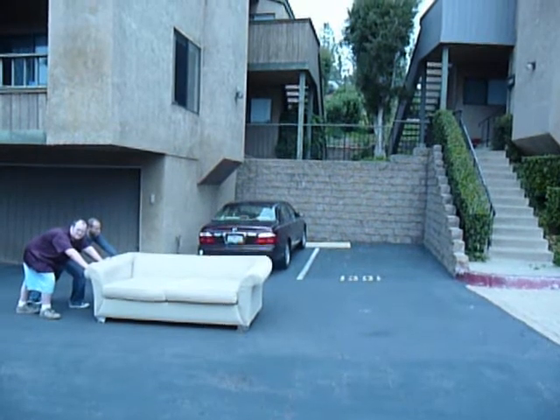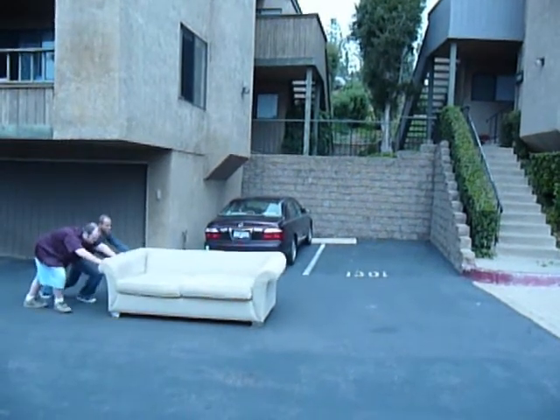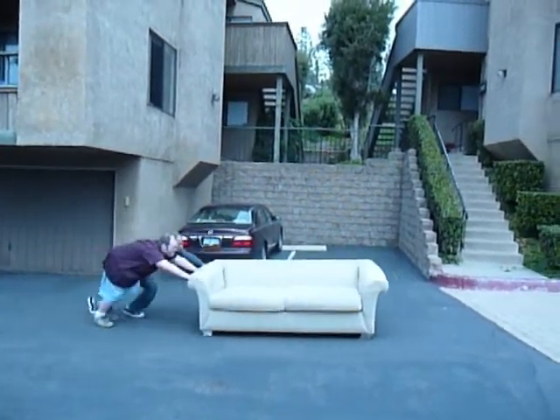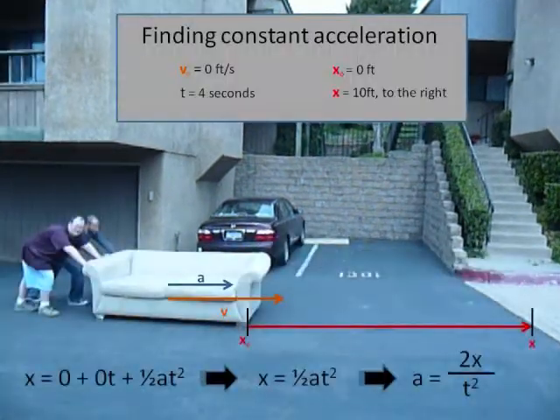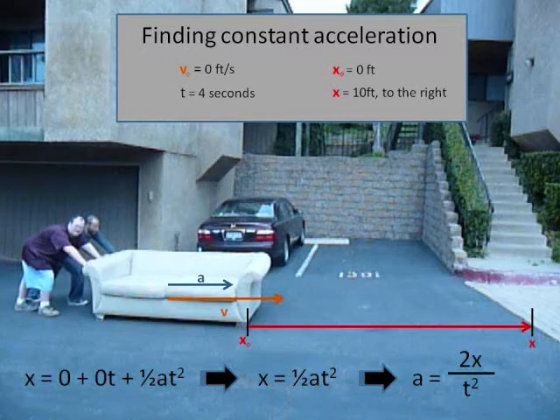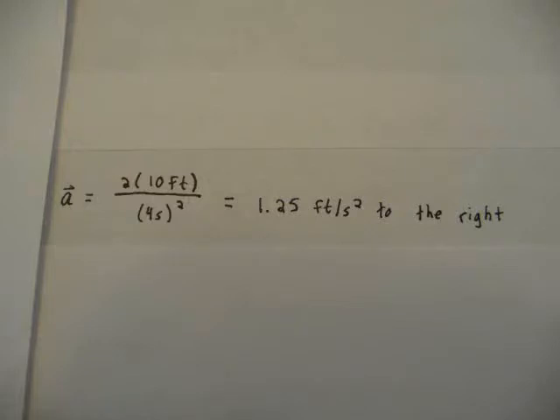So how much work is being done by pushing this couch across the parking lot? To determine that, we first have to find the acceleration by using the position equation that we derived earlier. It took us 4 seconds to push the couch 10 feet. We set the initial position as 0, and since the couch was at rest, the initial velocity was also 0. By plugging in what we know and solving for a, we find out the acceleration is equal to 1.25 feet per second squared to the right.